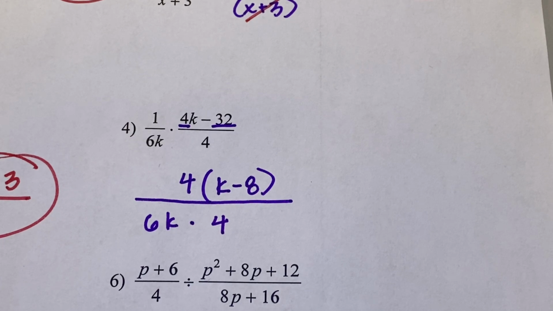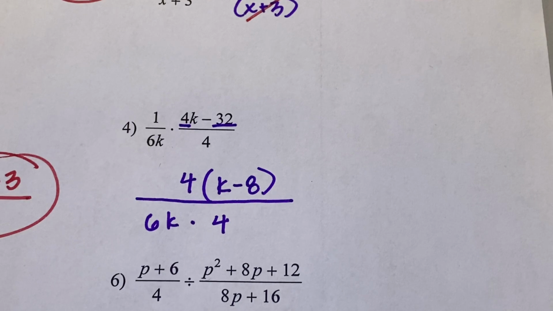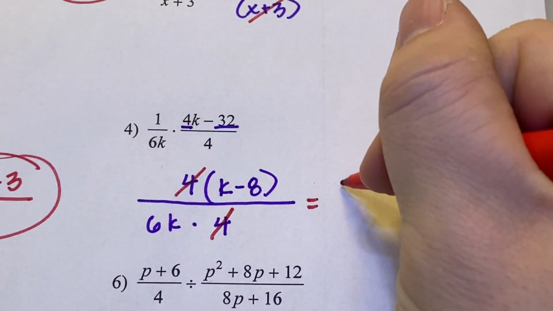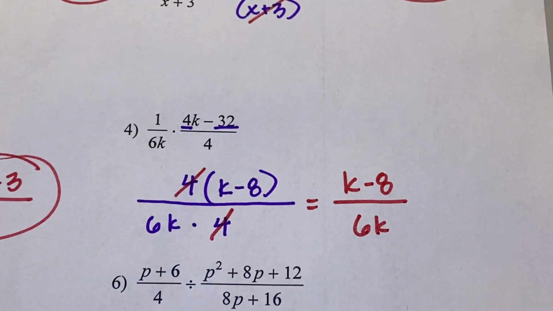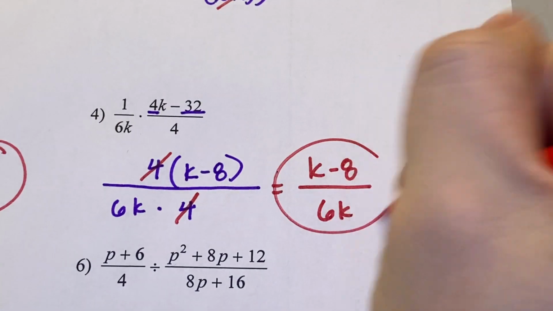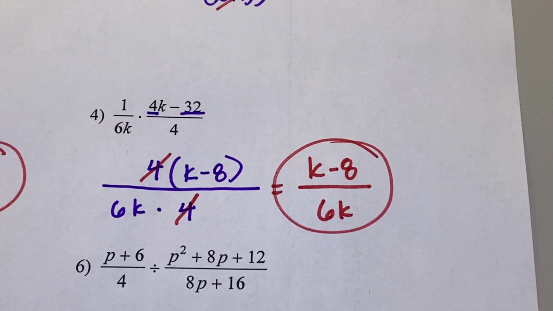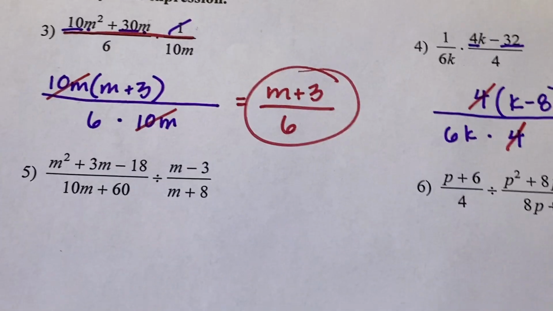Okay, everything's factored. So now what can cancel? What's the same on top and bottom? 4 and 4. So I'm left with K minus 8 on top over 6K on bottom. Okay, awesome. So with multiplication, again, it's just factor, cancel, cancel.